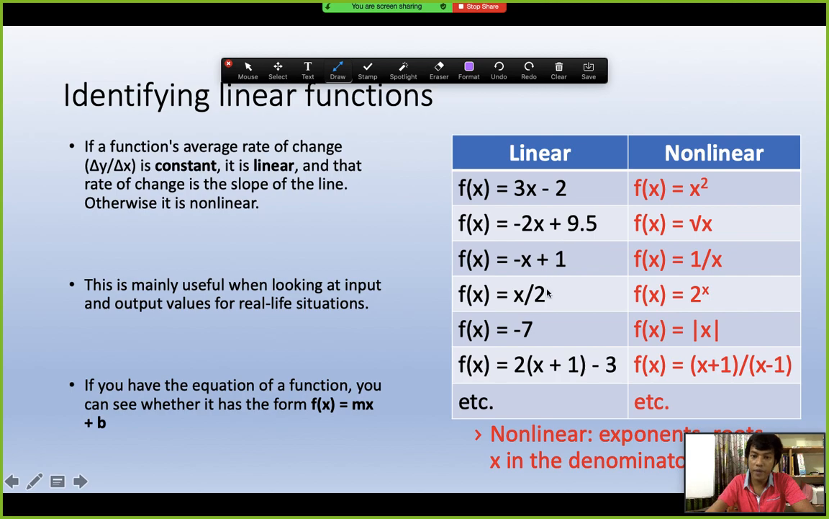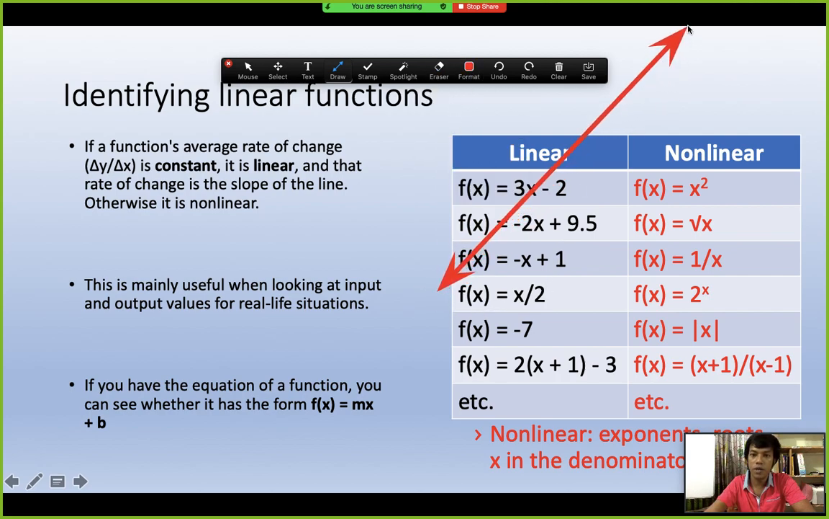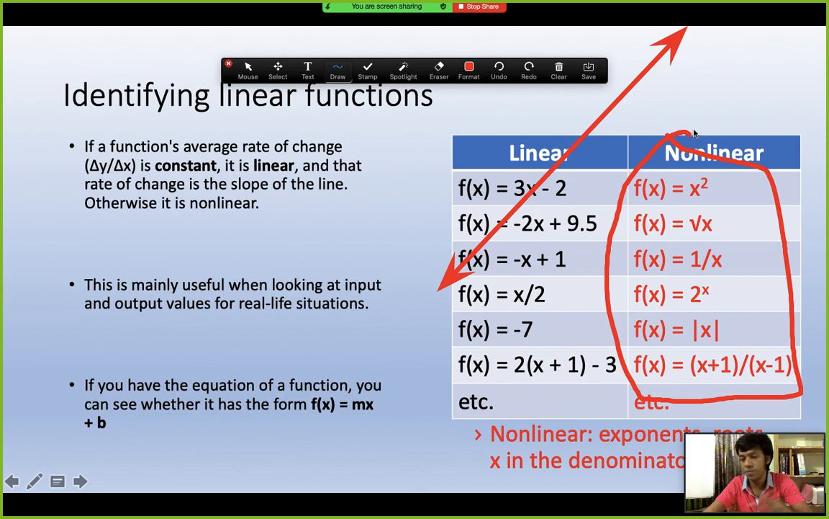If you graph anything linear, your answer will come as a straight line. Linear means your answer will be a straight line. Non-linear means if you draw the graph of a non-linear function, then the graph will not be a straight line. It will be somewhat of a curve or something related to that.